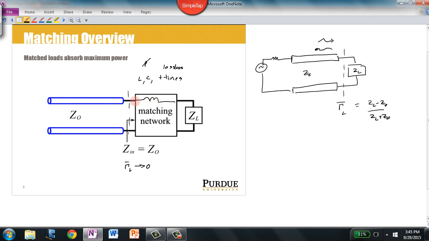Most often instead of placing those in series, we'll place them in parallel with the load and located at some distance from the load. And this is called shunt stub matching because the network is shunted across the load, and we use these stubs, which are T-lines that are either open-circuited or short-circuited. So that kind of is a big, grand overview of what the purpose and implementation of these matching networks that we'll be designing for the rest of the day is.